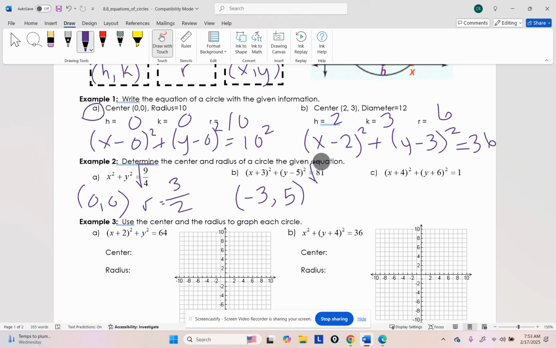And then we take the square root of our number here, and the square root of 81 makes our radius equal to 9. Okay, so now I want you to think about it, and I want you to give me the answer for C.